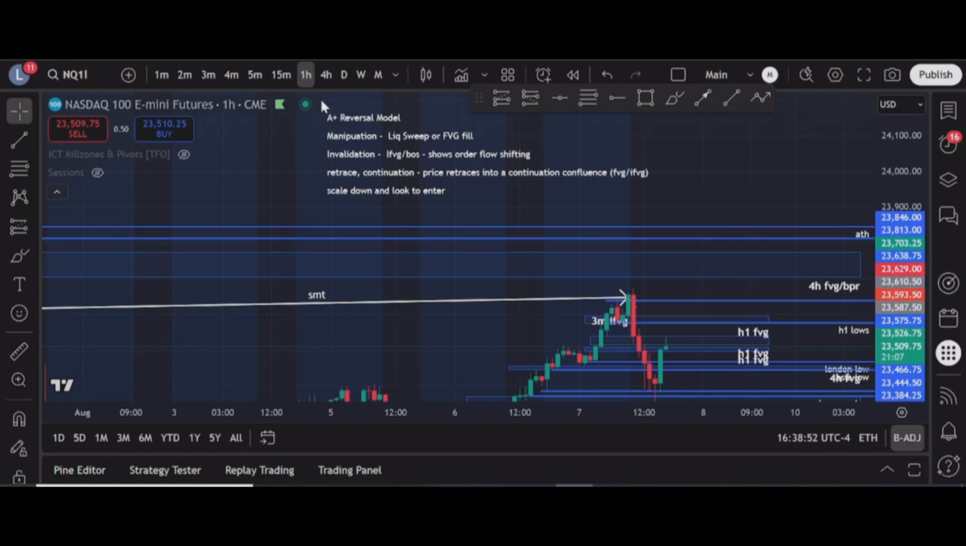It's just a 4-step, basically simple process. I'm sure a lot of you know this stuff exactly, but I want to break it down for people who might be a little bit newer in this stuff. So this is called the A plus reversal model.